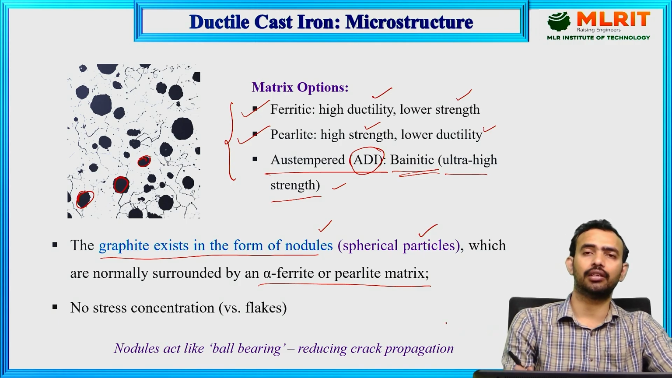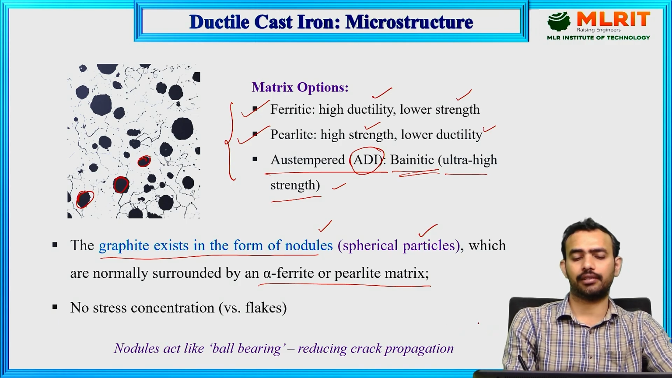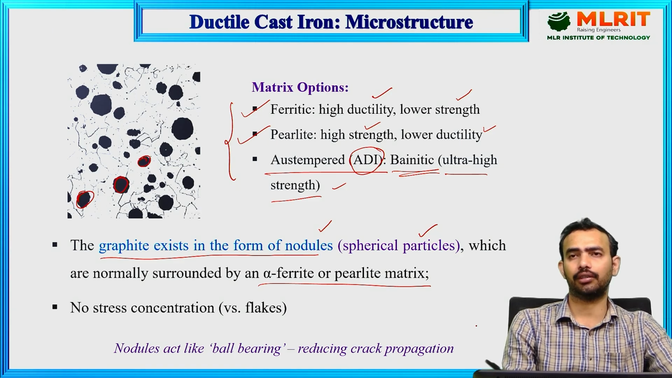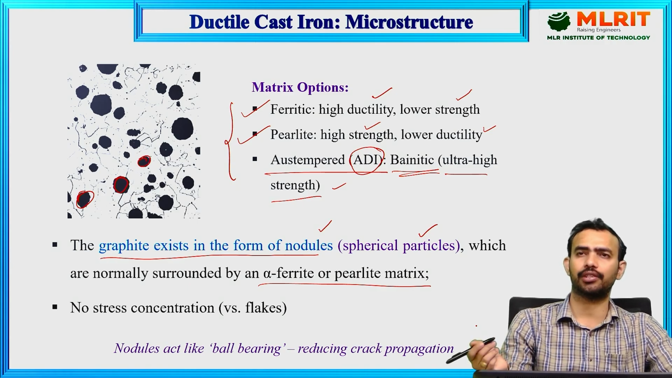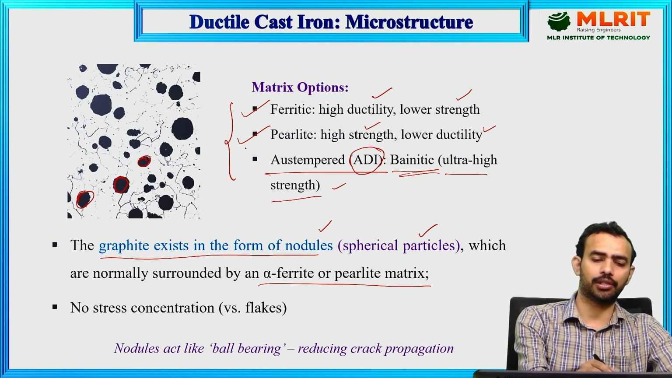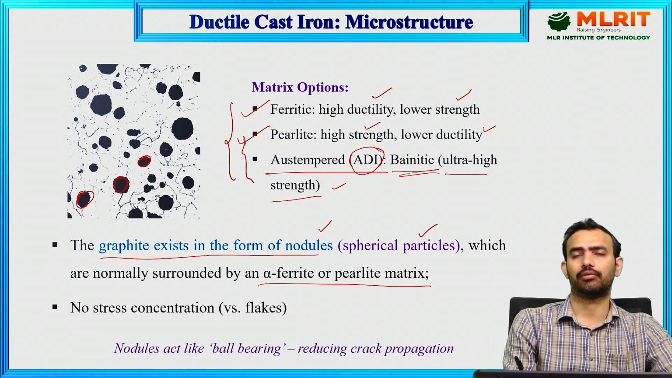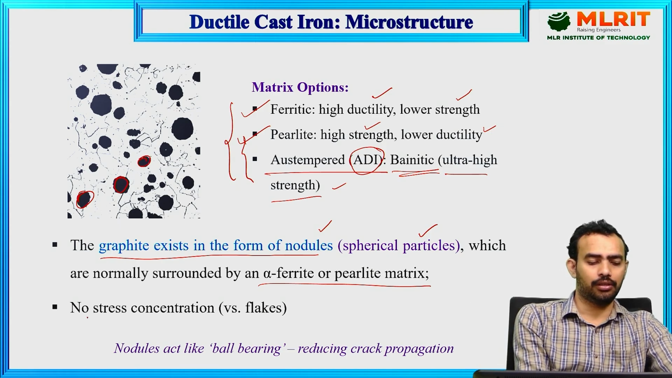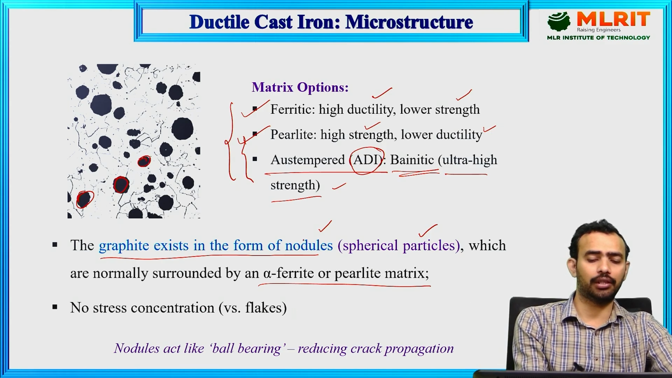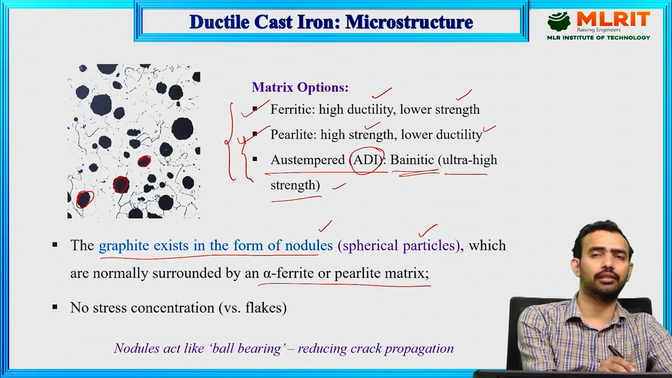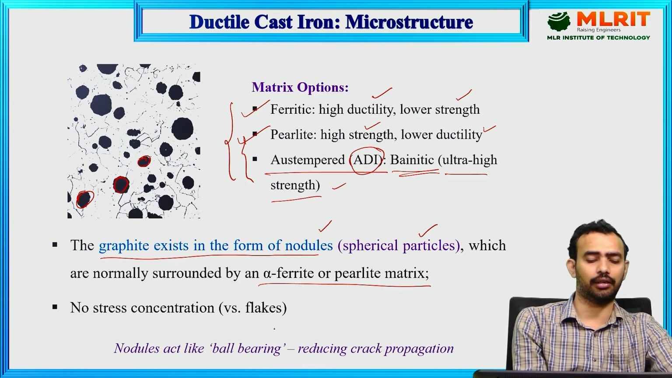As we have seen, ductile iron has the good castability that comes from gray iron, and it produces properties which are comparable with steel. That comes from these pearlitic or austempered matrix combinations. Since graphite is formed in the shape of spherical particles, there will be no stress concentration region.